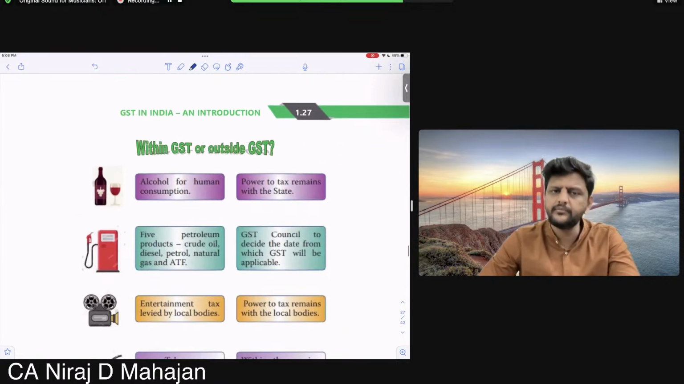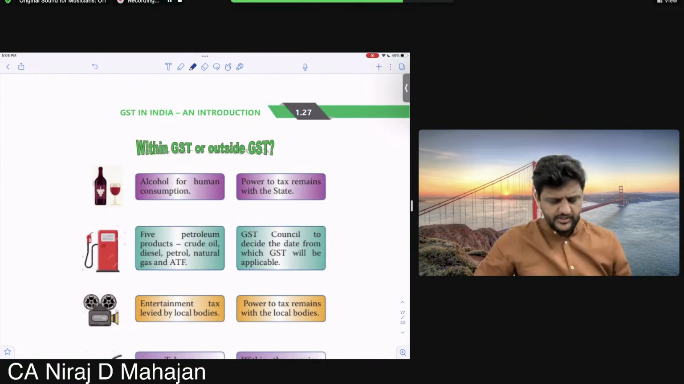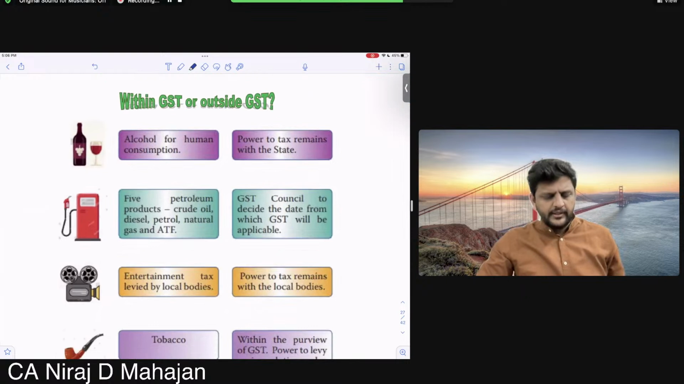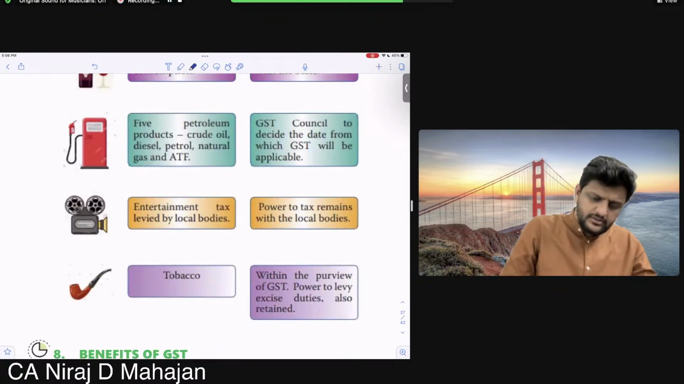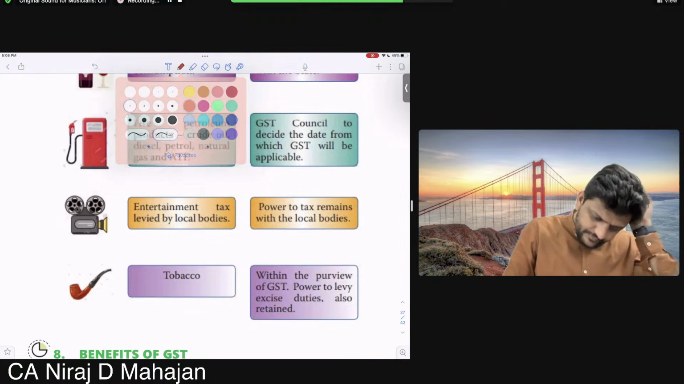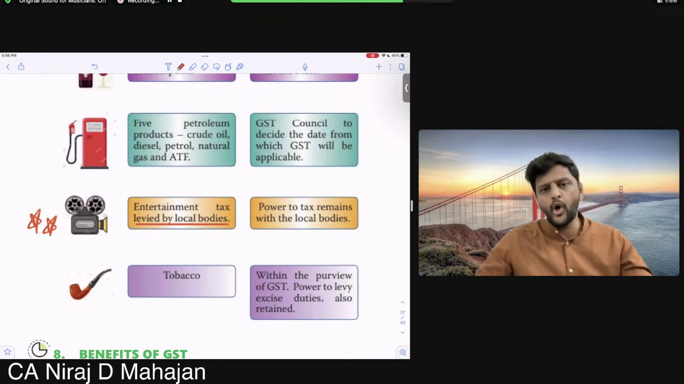Alcohol, liquor for human consumption, state only, fully state only, no GST. Then these 5 products are under GST, but no rates of tax are given for petrol, diesel, all of that. Entertainment tax, look at this star mark here. Just now I told you, entertainment tax levied by local bodies. Is it under GST? Not under GST. It is not subsumed or part of GST.